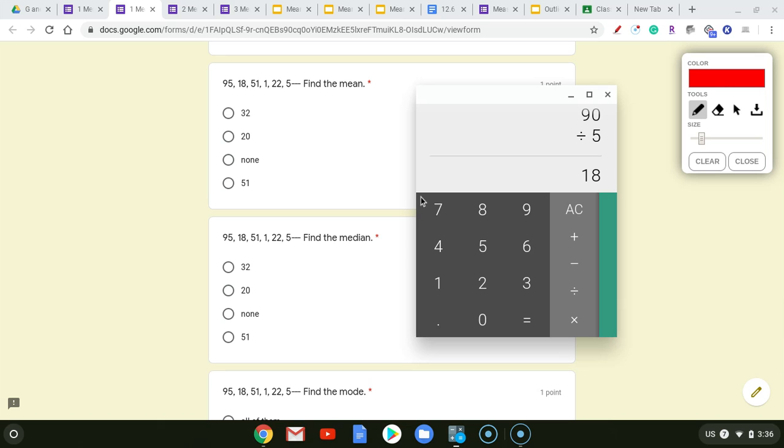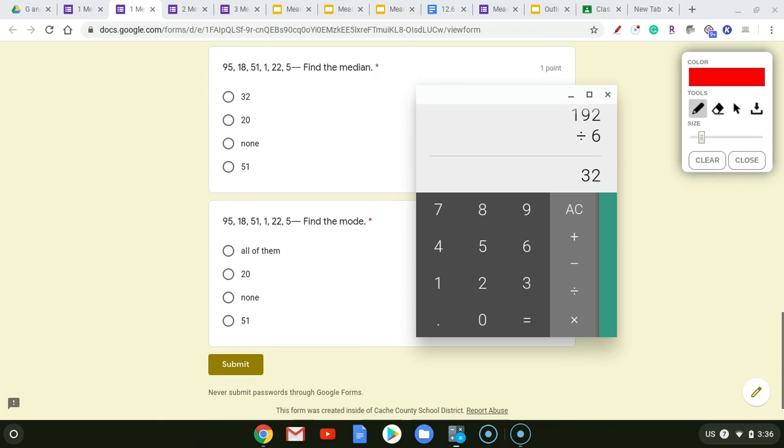Find the mean. This time we have 1, 2, 3, 4, 5, 6 numbers. So 95 plus 18 plus 51 plus 1 plus 22 plus 5 equals 192. And this time I'm going to divide by 6 since there are 6 of them. And I get 32 for my mean.